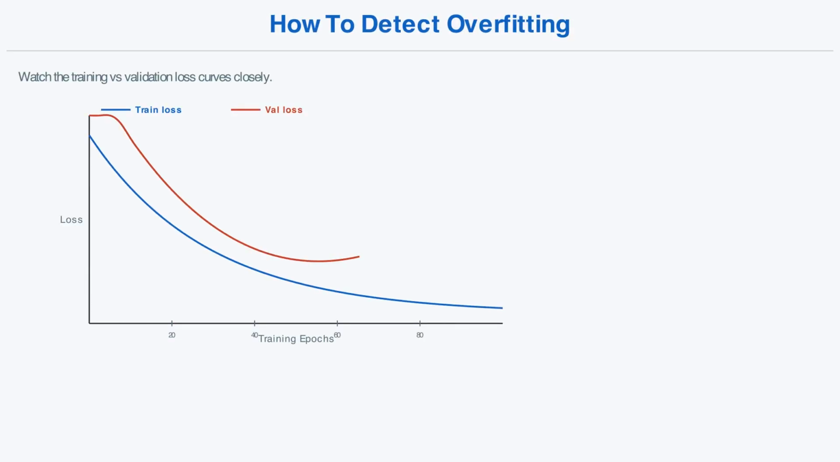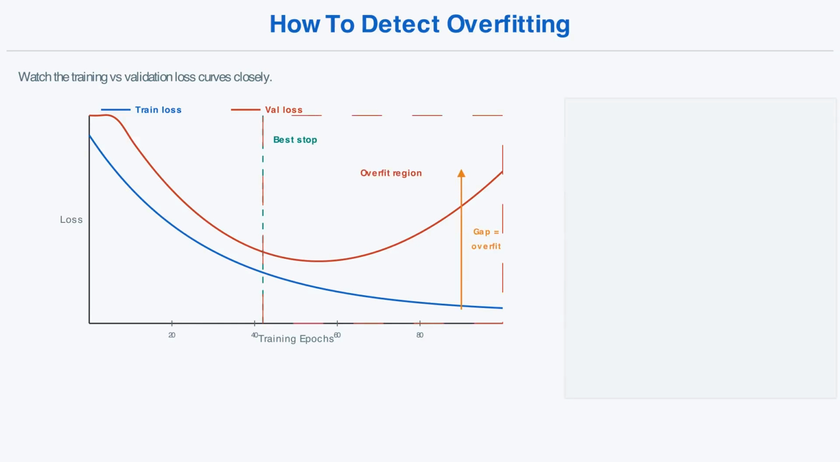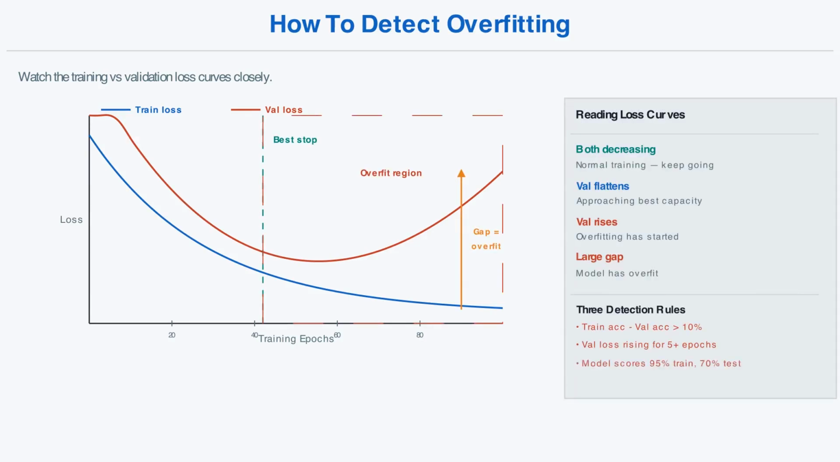You watch two curves. The training loss curve, how well the model is doing on the data it trains on. And the validation loss curve, how well it is doing on a held-out set of examples it has never seen during training. In healthy training, both curves decrease together. The model is learning real patterns that generalize. At some point, the validation curve flattens. The model has reached its capacity. If you stop here, you have a well-generalized model.